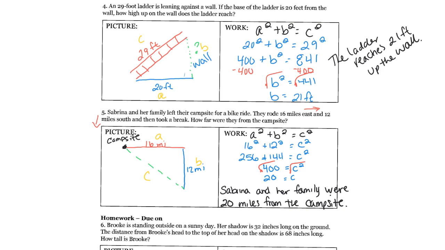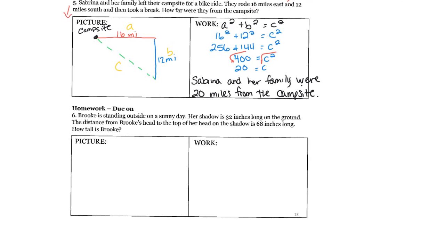Okay, so hopefully you got that the ladder reaches 21 feet up the wall, and that Sabrina and her family were 20 miles from the campsite. If you didn't get those, really make sure you reread and look at my pictures. That's why we make the pictures, right? Because they help paint a pretty clear view. With Sabrina and her family, make sure you know which direction east is and which direction south is, okay? Next for you to do is complete your homework question, all right? So get cracking on that.